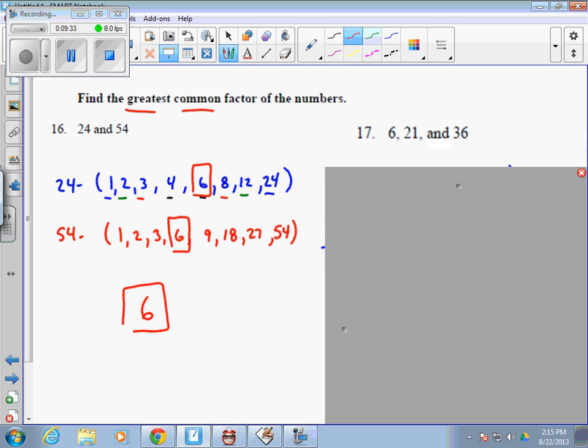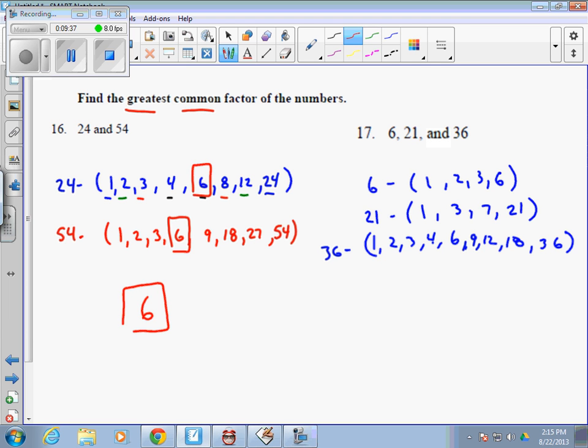17 is a little bit tougher because, instead of just 2 of them, you have 3 numbers to look at. So as you're doing 3 numbers, here are your factors for 6: 1, 2, 3, and 6, because 1 times 6 and 2 times 3. 21 is 1, 3, 7, and 21. And 36, there are more: 1, 2, 3, 4, 6, 9, 12, 18, and 36.